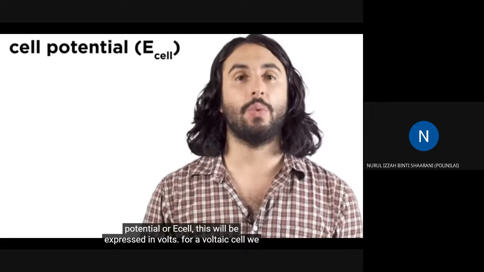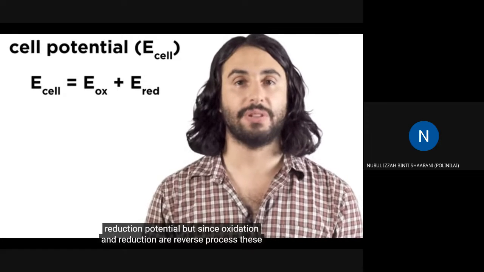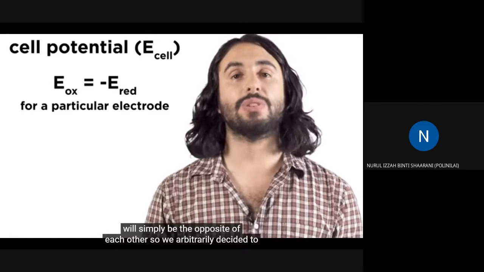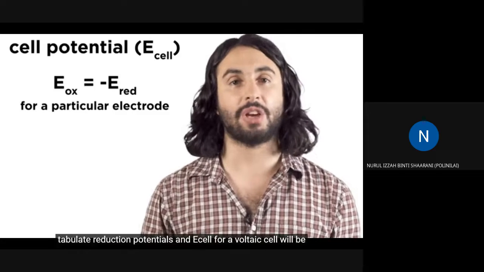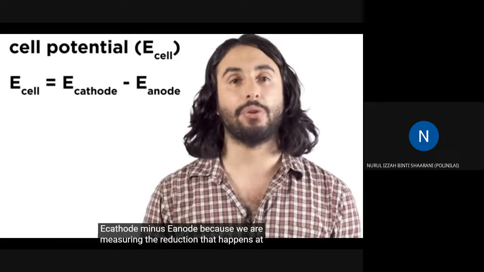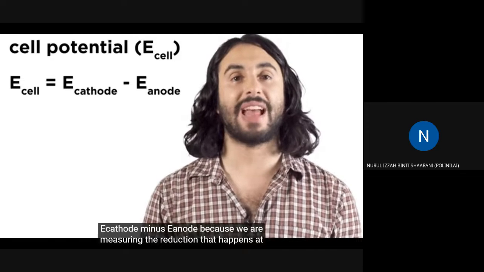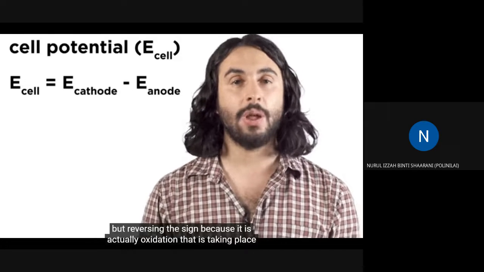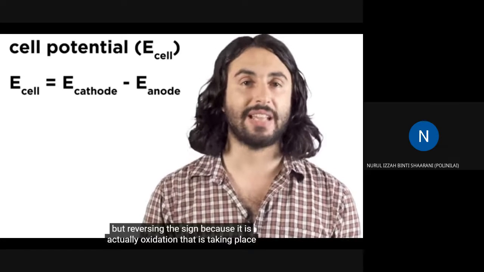For a voltaic cell, we measure the cell potential by looking at the oxidation potential and the reduction potential. But since oxidation and reduction are reverse processes, these will simply be the opposite of each other. So we arbitrarily decided to tabulate reduction potentials, and the E cell for a voltaic cell will be E cathode minus E anode, because we are measuring the reduction that happens at the cathode and then adding the reduction that could happen at the anode, but reversing the sign because it is actually oxidation that is taking place.